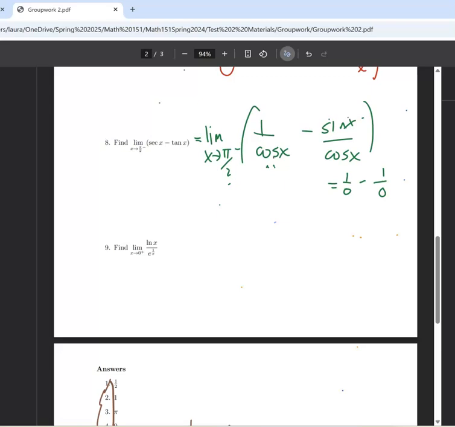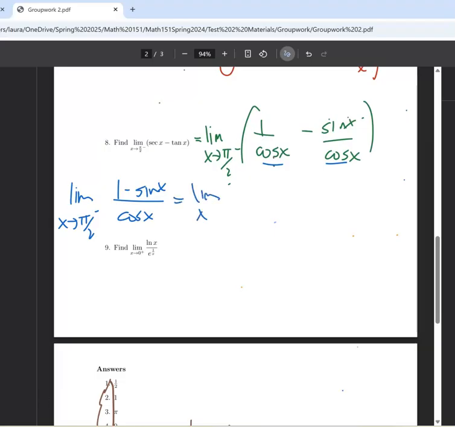That's infinity minus infinity. So you know we need to make common denominators so that we can make one fraction to do L'Hopital's, because that's our only option of tools. Well, look at that. They're both cosine already for the denominator. So I just have to put them together. 1 minus sine of x all over a cosine of x. So if I plug in pi over 2, I get 0 over 0.